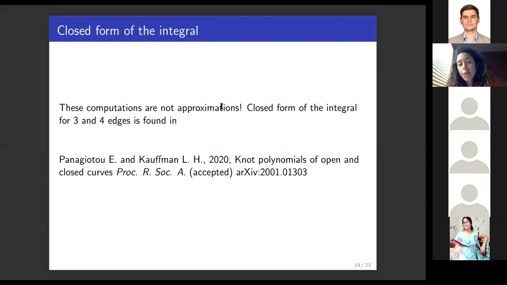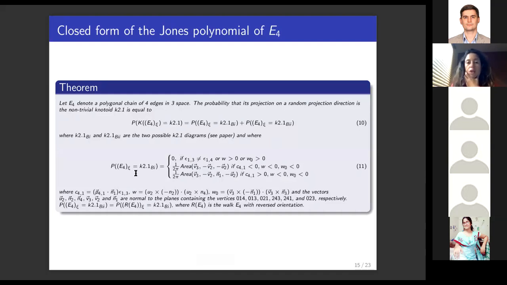Or you could seek closed forms of the integral. And the reason why I showed the case of 4 edges is because we did find closed forms of the integral. You can look at our paper here. It's also on arXiv. And I can show you just how it looks.